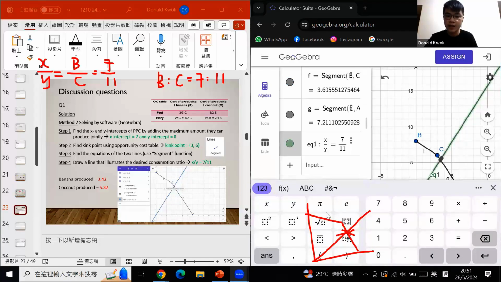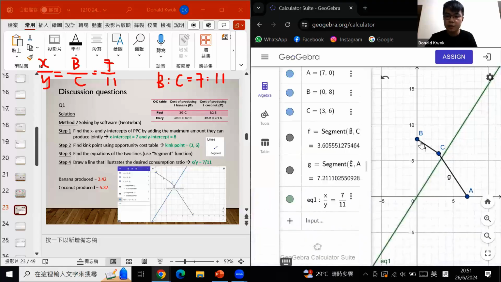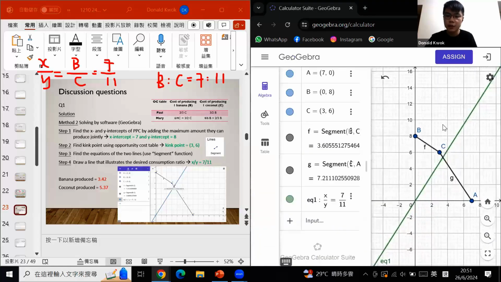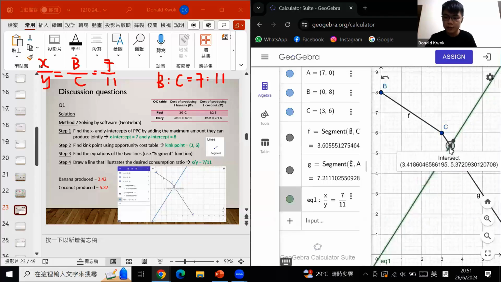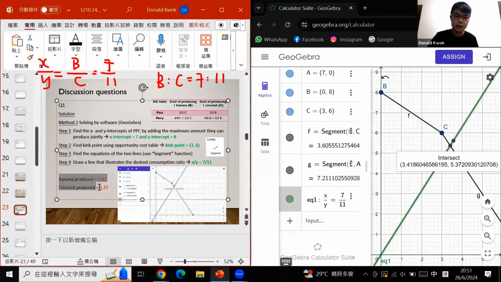All right, so this is how we can plot the graph in GeoGebra. And the intersection between the PPC and the green line here will give us the result. Right, so banana production is 3.42, while coconut production is 5.37. The result is put down here. Okay, so hope you can appreciate the method of using GeoGebra to tackle this part.